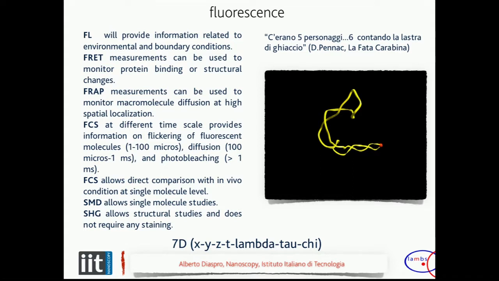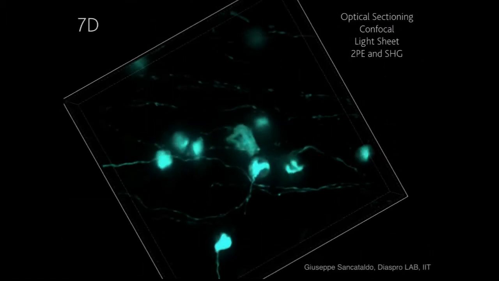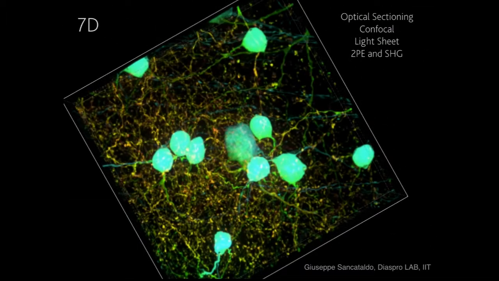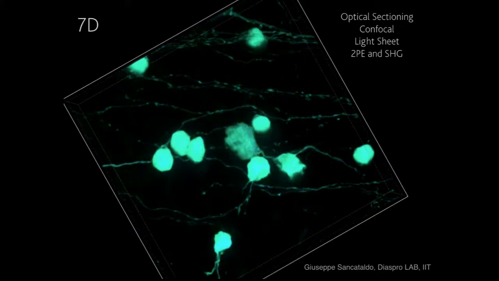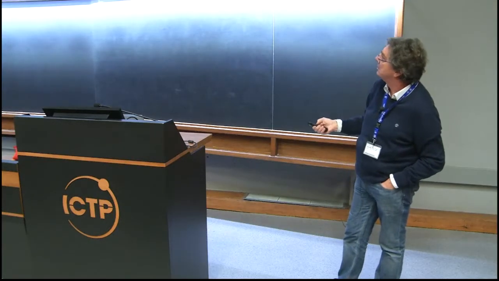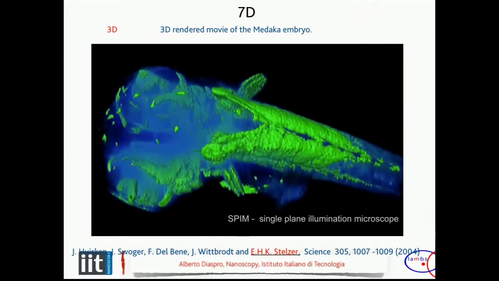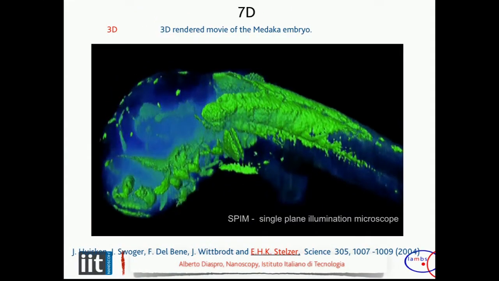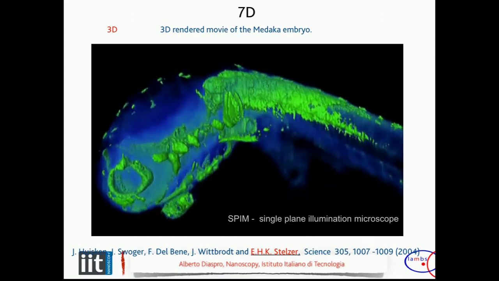And then you have another mechanism of contrast that is not related with fluorescence, but is related to the way you are producing fluorescence when using, for example, two-photon excitation. And so we can talk about 7 dimensions. You have optical sectioning, confocal, selective plane of illumination, two-photon, and these other methods for the 3 dimensions. And so you can have a really three-dimensional view of your sample.